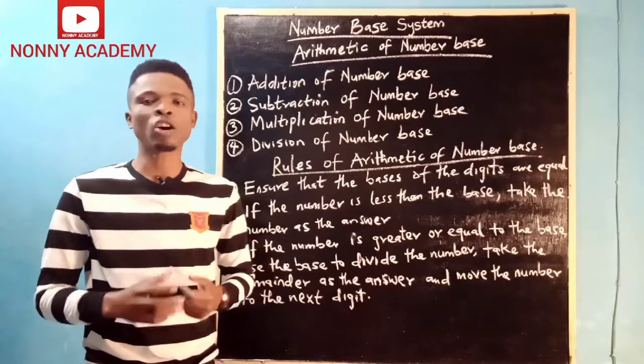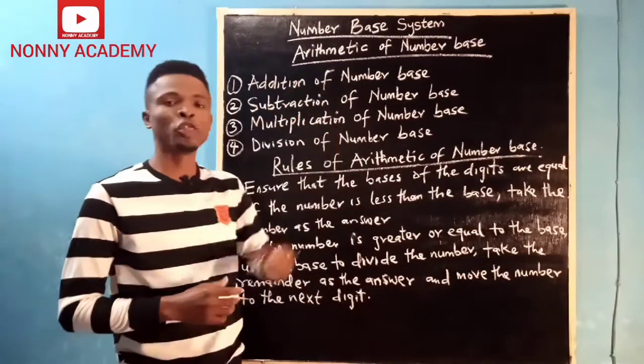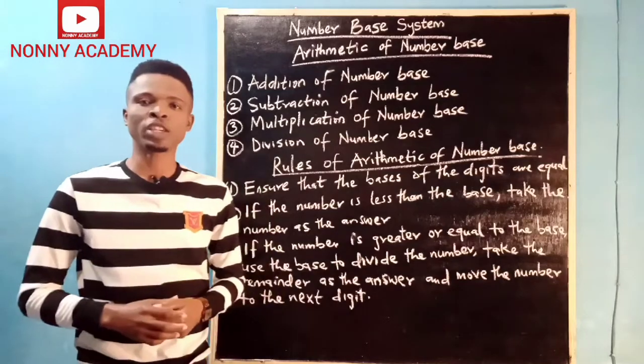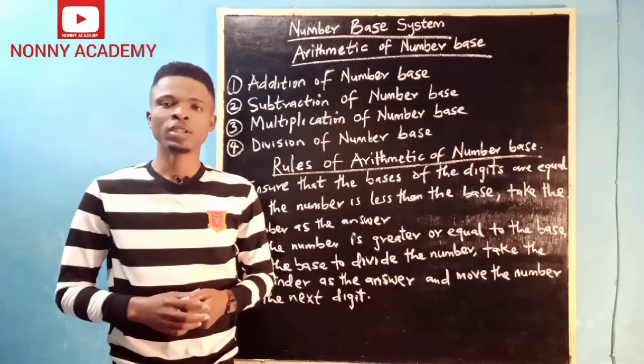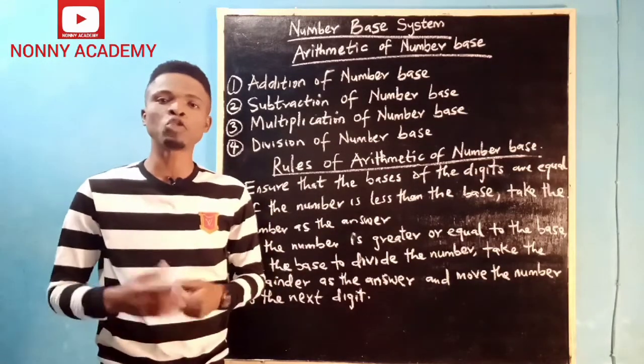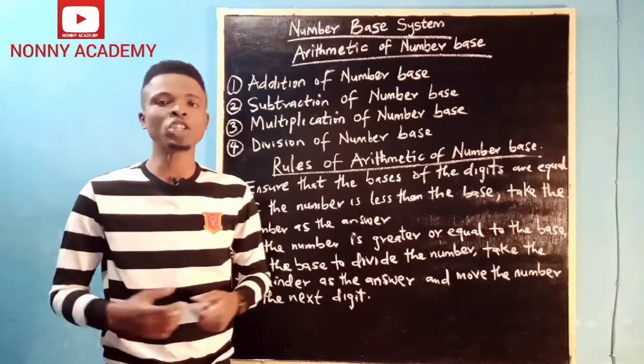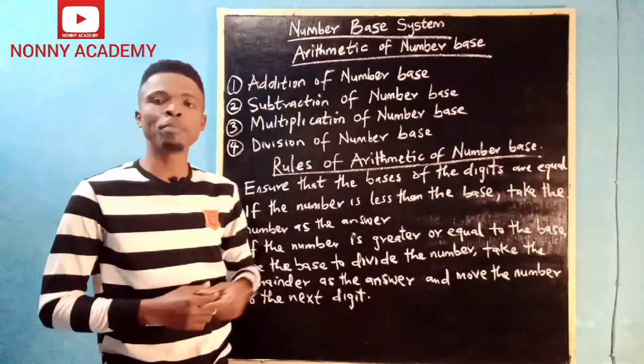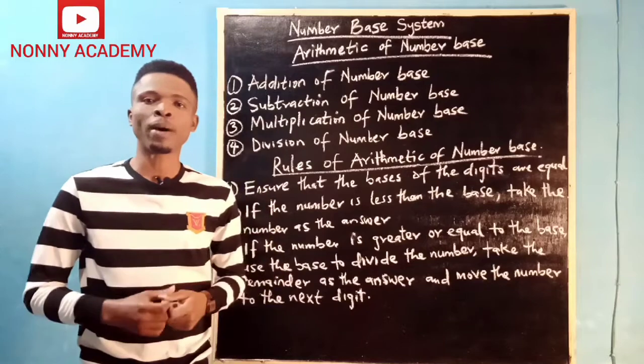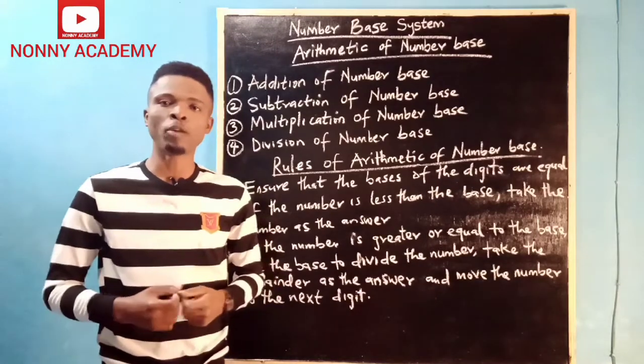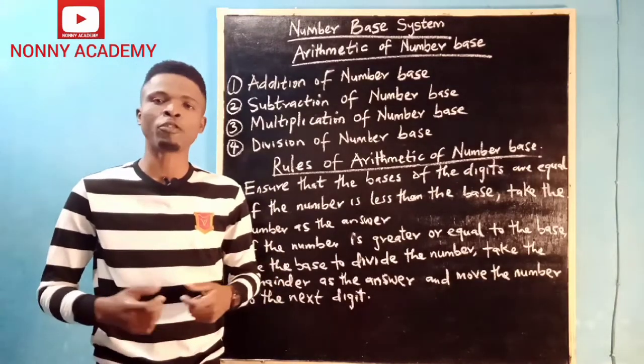Today I'll be taking you guys on arithmetic of number base, which is a subtopic in number base system. This aspect is subdivided into 4 different categories, which are addition of number base, subtraction of number base, multiplication of number base, and division of number base.